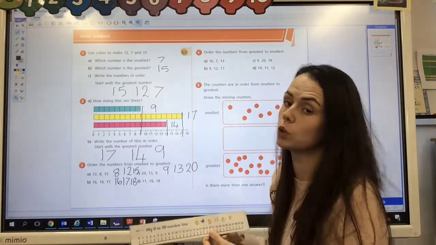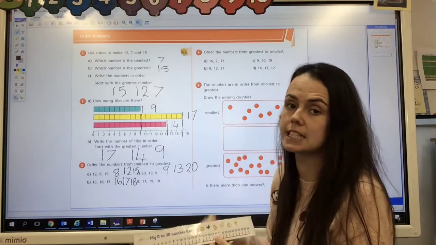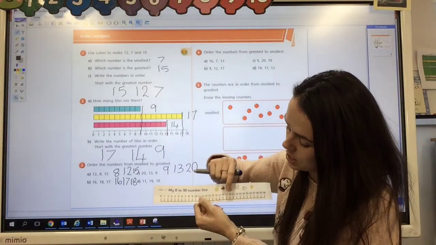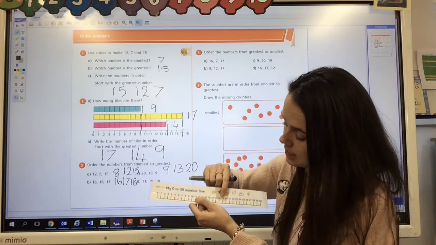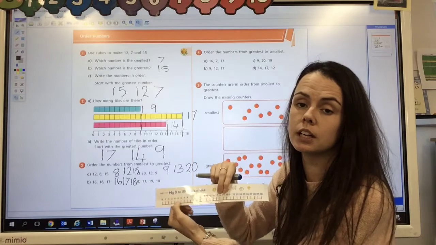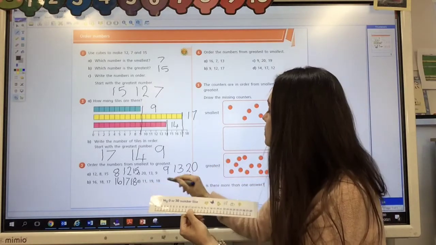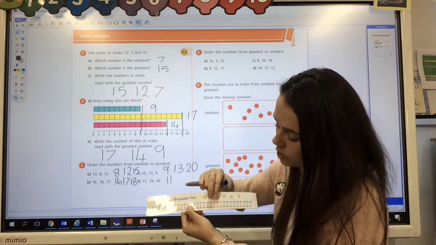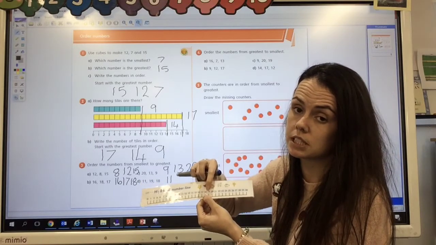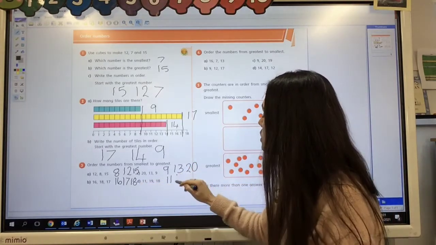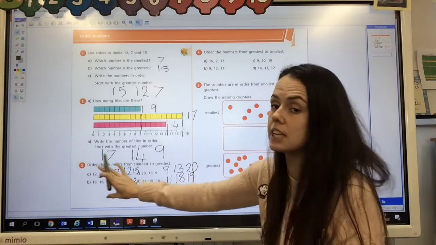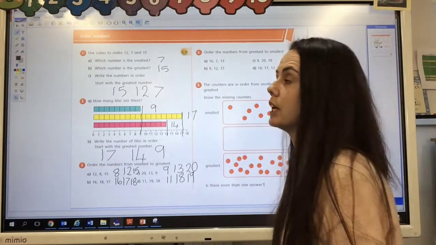Now our final question is 11, 19 and 18. So 11, 19 and 18. They're side by side. So which one's closest to 0? Well done, it's our 11. And then we've got these two here. We've got 18 and 19. Which one is closest to 0 here? 18, which must mean that 19 is our biggest number. So these are the question 3 here.